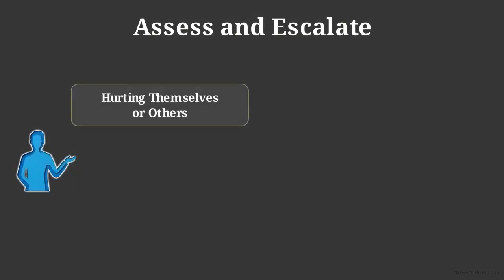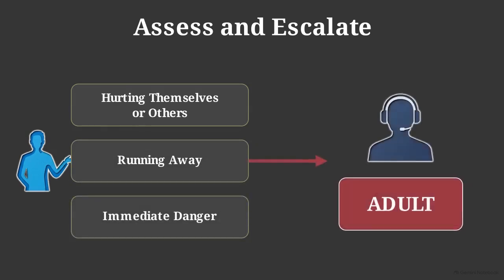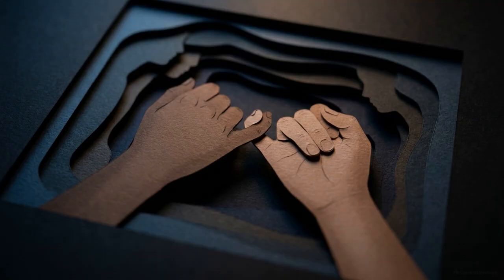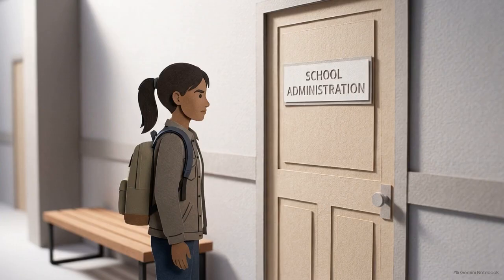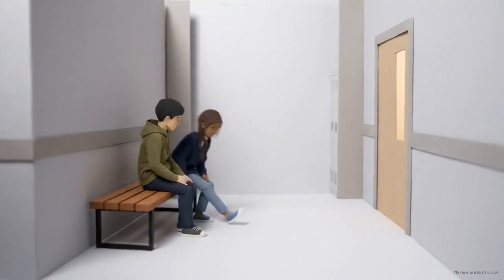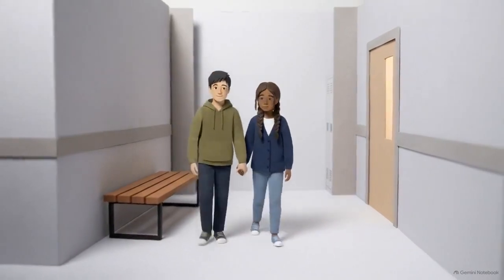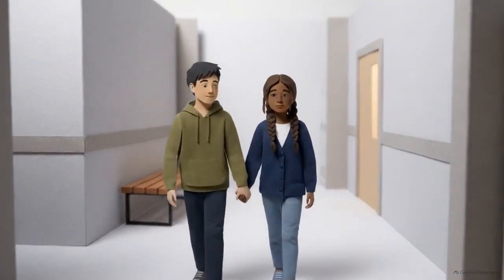If your friend mentions hurting themselves or others, running away, or immediate danger, you must involve an adult. You may feel pressured to keep a secret to protect the friendship. However, when a peer's safety is at risk, safety takes priority over a promise of secrecy. Initiate the handoff by saying, "Let's find someone who can help." Then walk with them directly to the trusted adult you identified earlier.